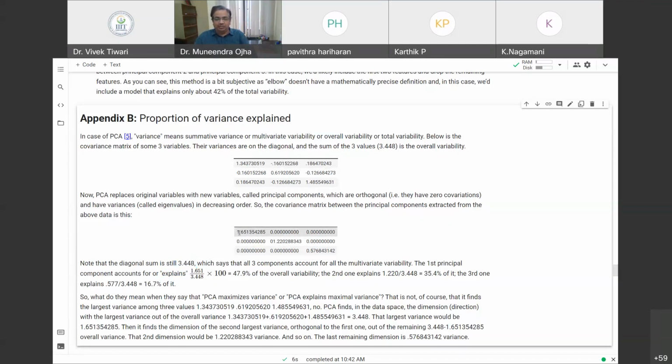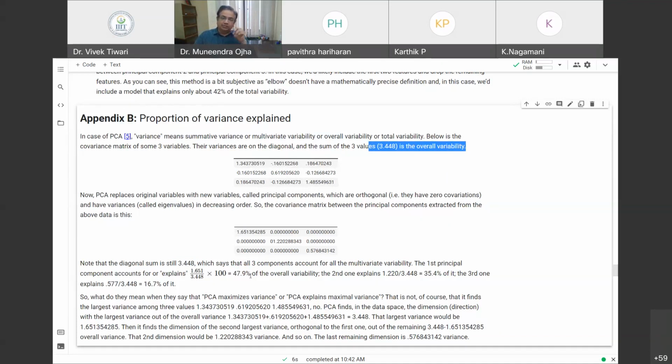How much is the variance? 1.6513. So I take 1.6513 divided by 3.4, the total, and how much percentage is that? That is 47.9%. So the first principal component explains 47.9% of the total overall variability of the original data.